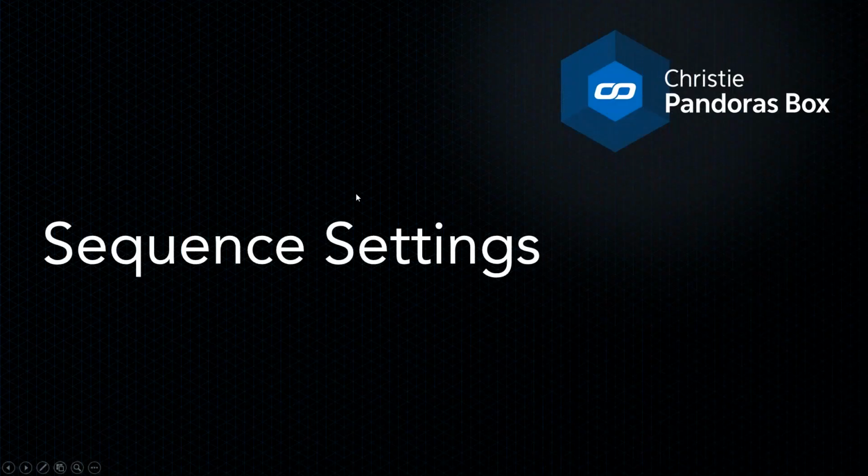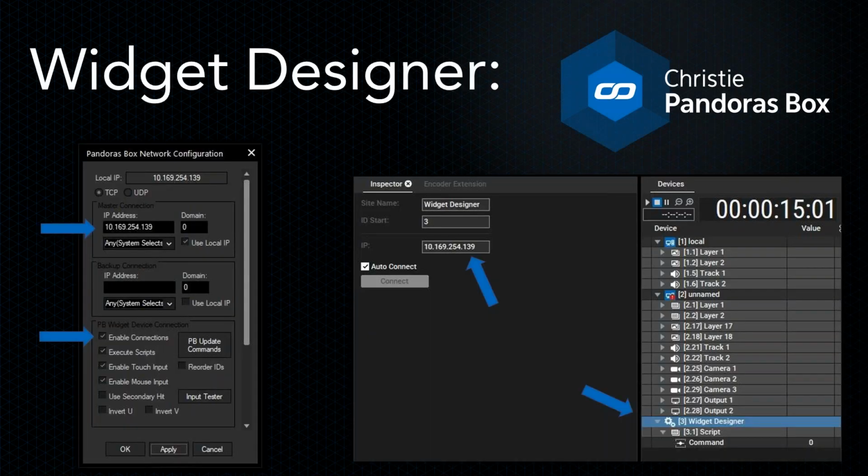So if I jump back in here, in order to trigger different things from Pandoras Box, I need to have a widget designer device and a widget designer project. From your device types folder, you can drag a widget designer device and put that into your sequence.